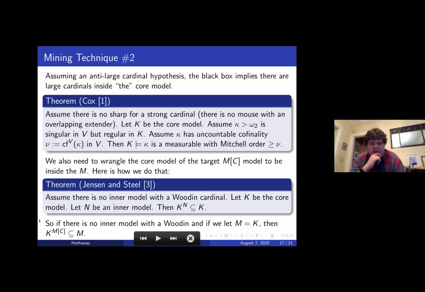How do we need that in terms of our black box argument? Well, if there's no inner model with a Woodin, and if we let M be the core model, then the core model of M bracket C is going to be contained in M.